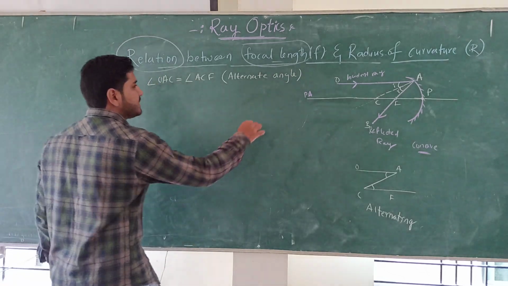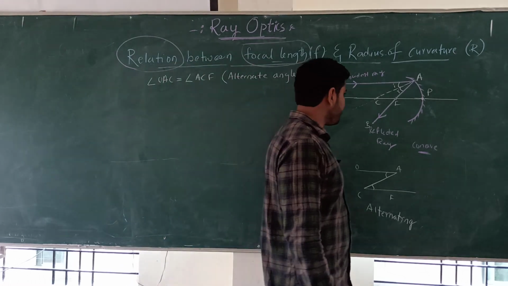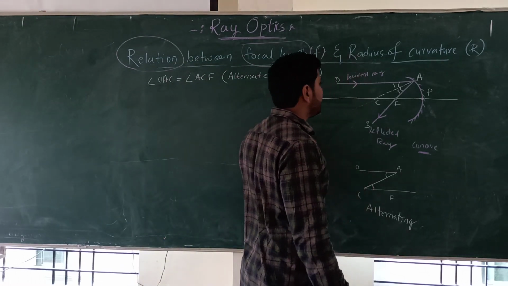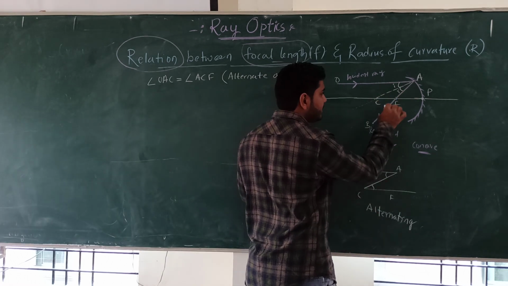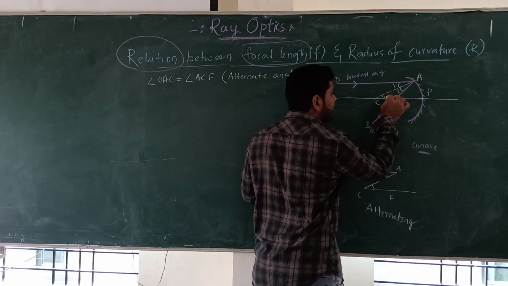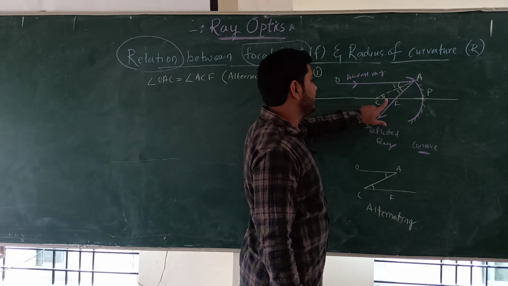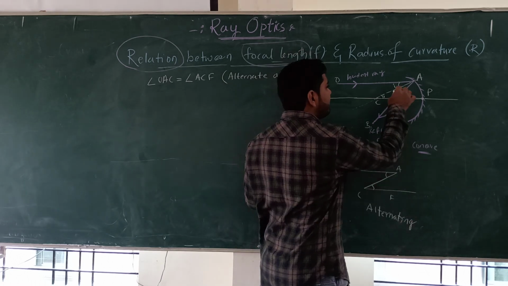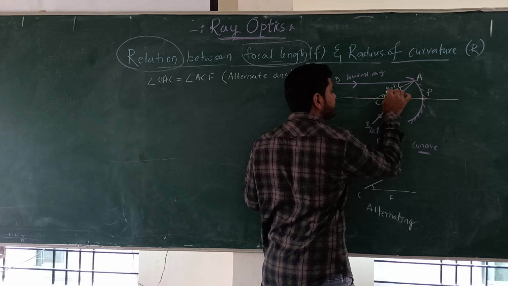Take this as 1. Now, if this angle and this angle are equal, then this will also be equal to angle I or angle R. This angle is I, therefore this angle is I. I will take this angle as theta, then this angle also becomes theta.